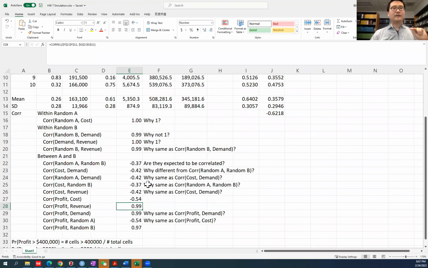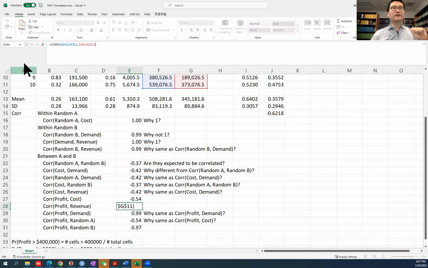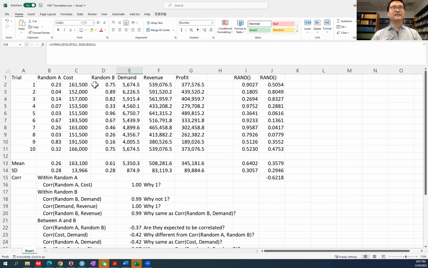The correlation between profit and revenue is positively correlated because in profit, revenue is a term and the coefficient is 1, right? So we expect them to be positively correlated, and the correlation was 0.99 in our sample. So we could also check the quality of the simulation based on the correlation of generated variables and examine whether it's reasonable or not.